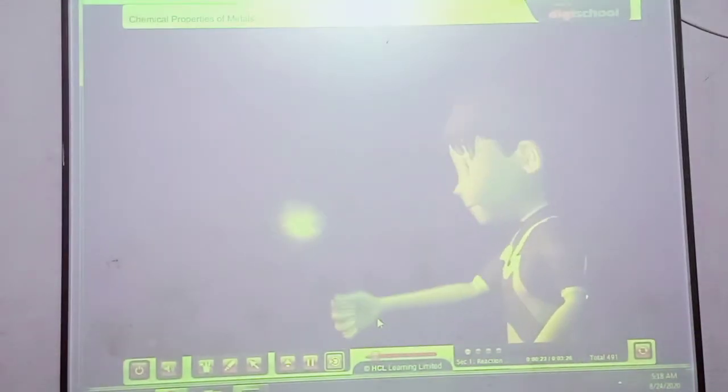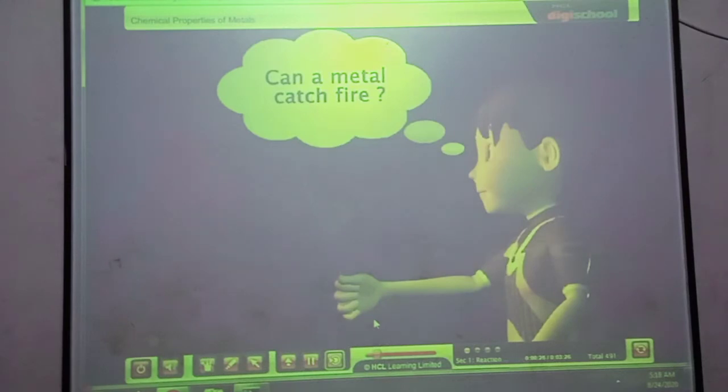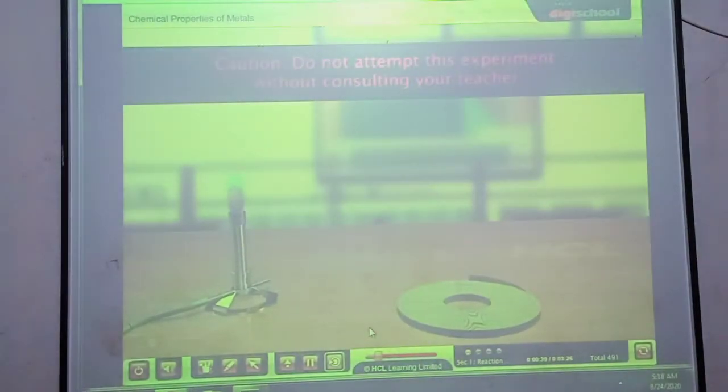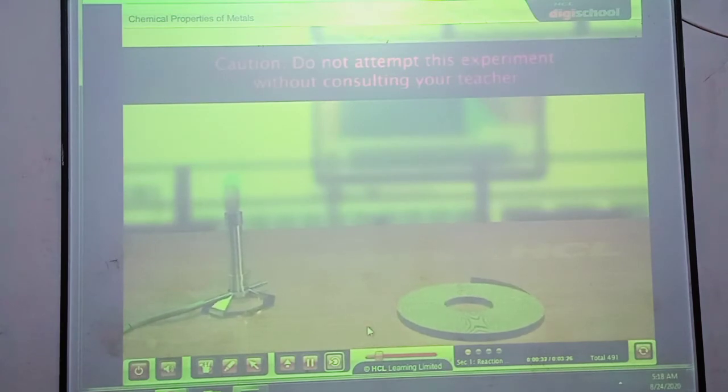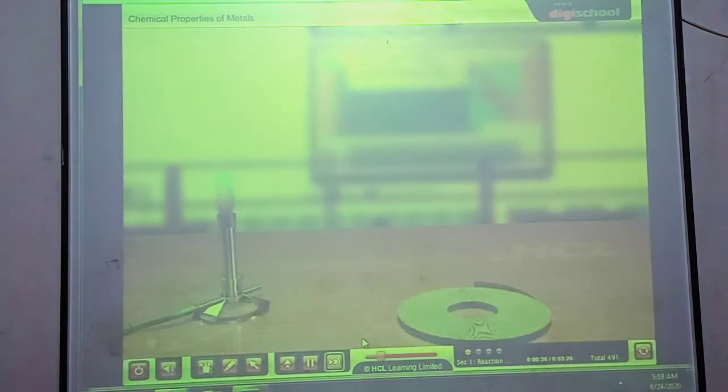We light sparklers and crackers during celebrations. Do you think metals can catch fire? It is safe to conduct this experiment in a fume cupboard using proper goggles and a Bunsen burner.